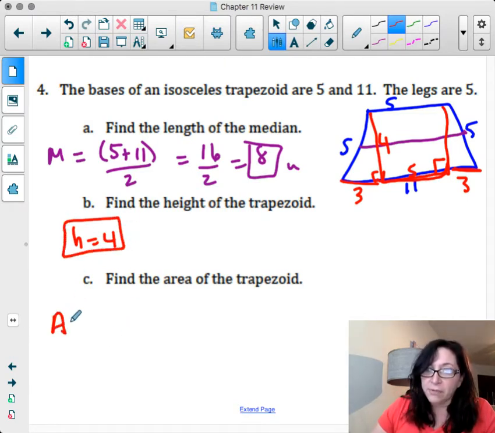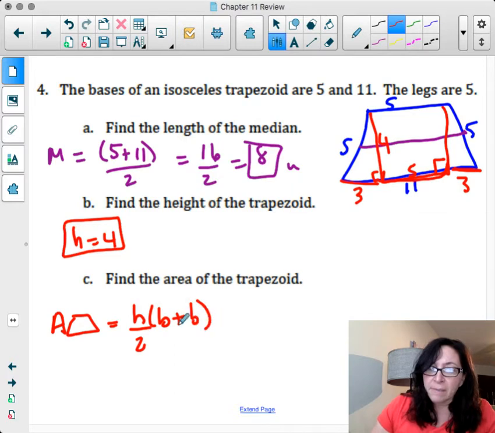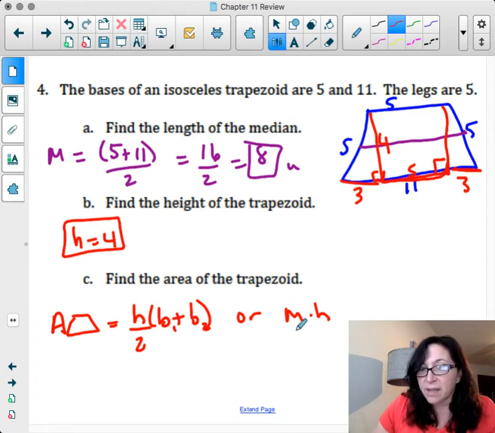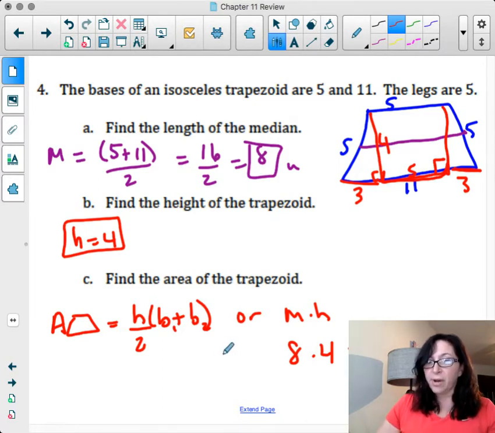Now, we have two formulas for area of a trapezoid. The first one is height divided by 2 times the sum of the bases. So base 1 plus base 2. Or you can say the median times the height. Because isn't base 1 plus base 2 divided by 2 the median? So in this case, the median is 8 and the height is 4. So 8 times 4 is 32. So that's our area of a trapezoid.